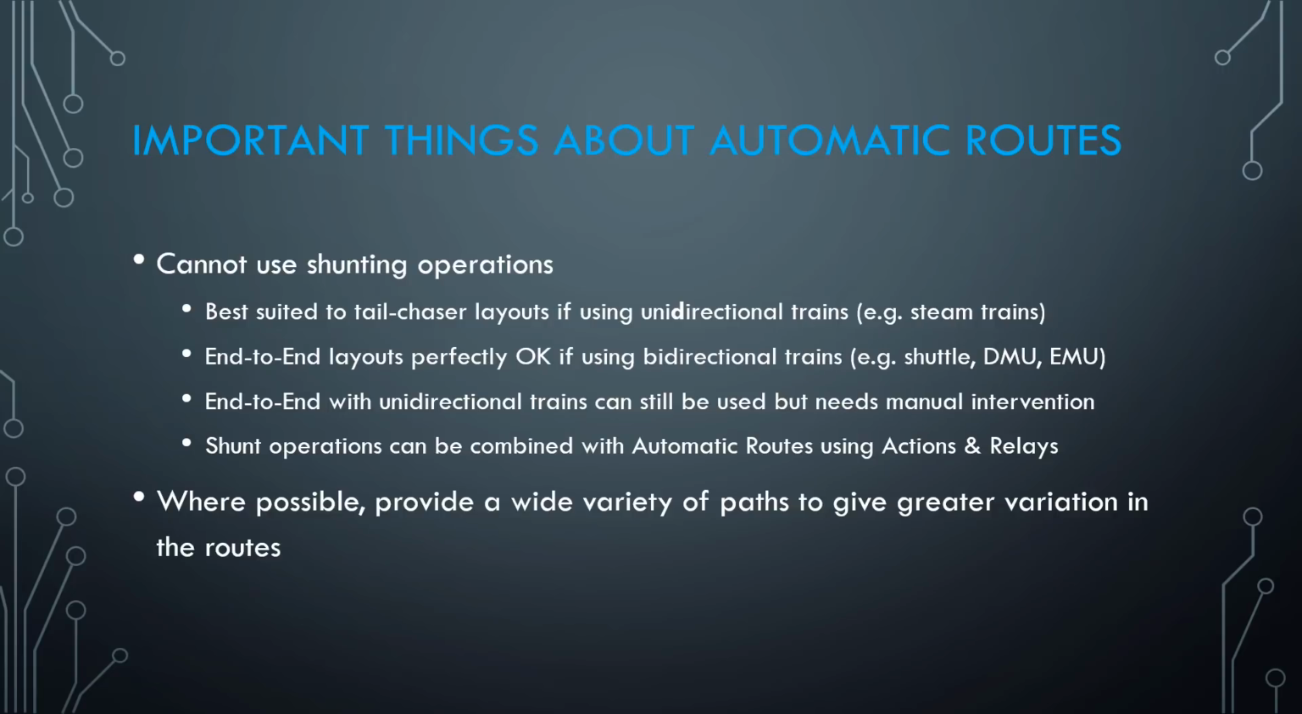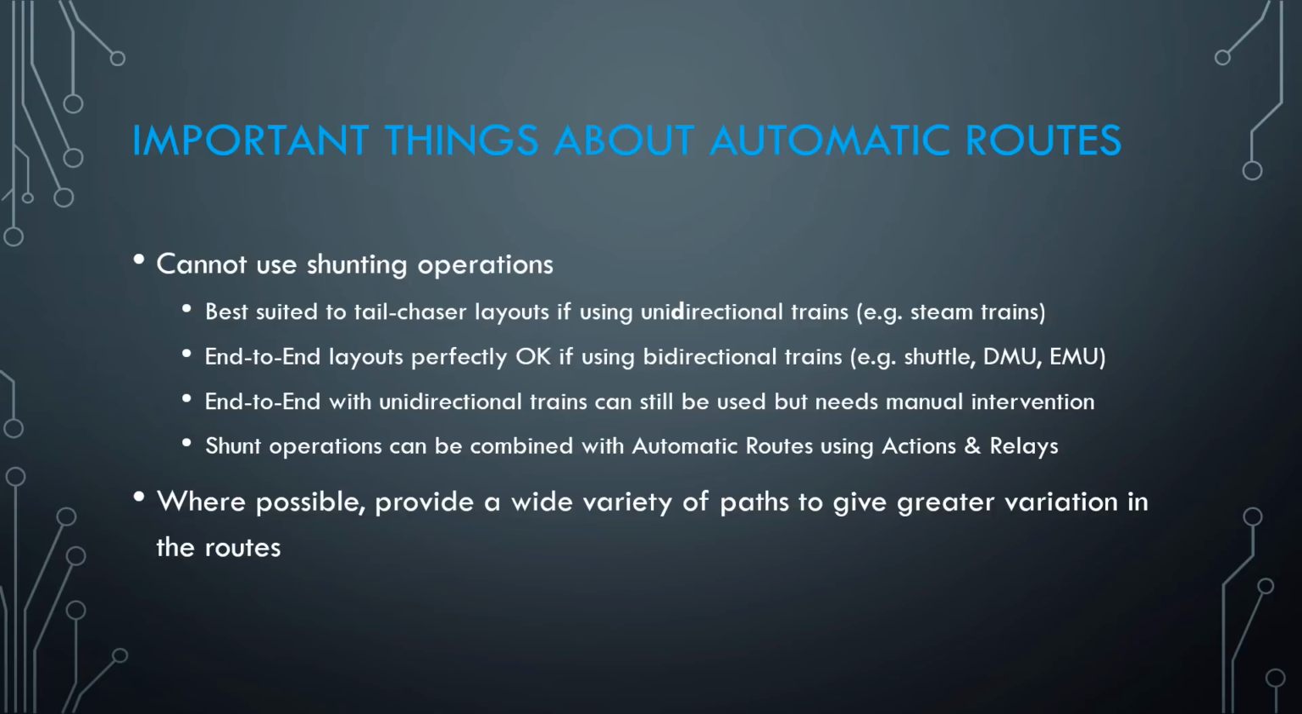However, automatic routes are able to use actions and relays, just like other routes. So we can still combine shunting maneuvers with automatic routing using things called actions and relays. This will allow us to jump from an automatic route to a shunting maneuver, for example something like a runaround operation, and then back to an automatic route whenever we want it to. But we will have to wait until future tutorials to see how this is done. For now, we keep automatic routes and shunting separate.